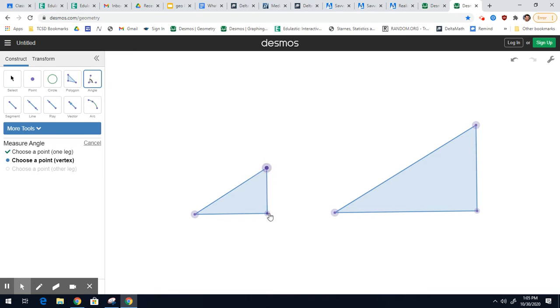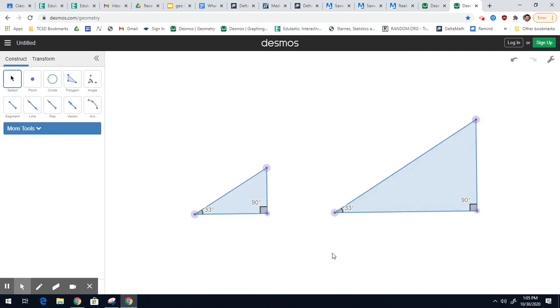Well, first of all, they do have a right angle, which I created by doing the perpendicular. And then I'm going to measure this angle right here, 33 degrees, one of my favorite numbers probably, and 32. So I'm going to make this a little bit taller, and there's 33. So these two triangles are similar by angle similarity. So that means that their sides should be proportional, correct? Well, I'm going to introduce you to the first trigonometric ratio called sine.